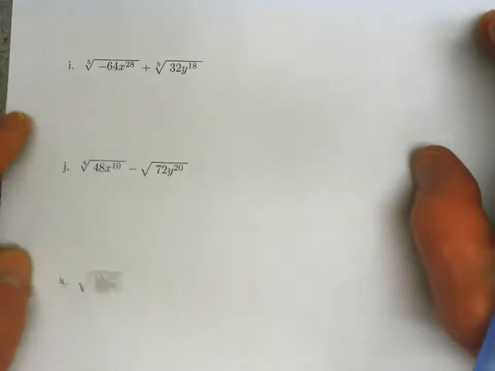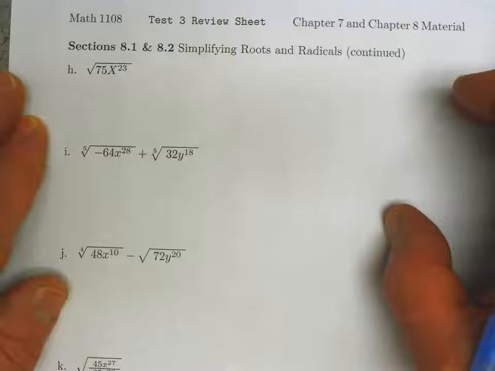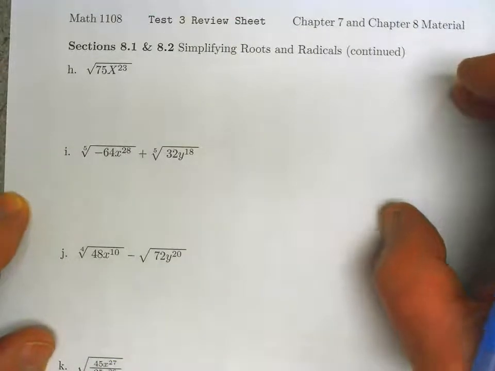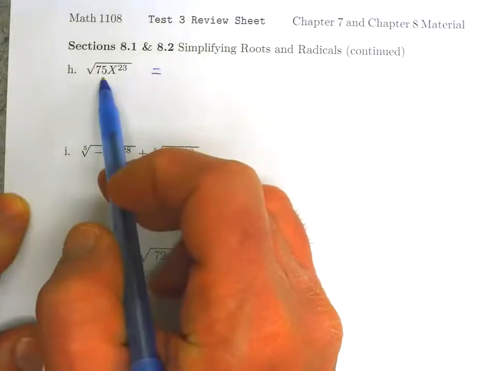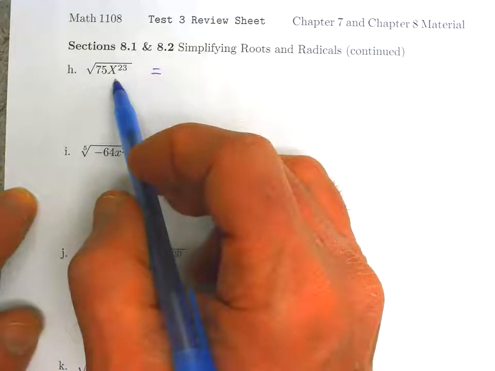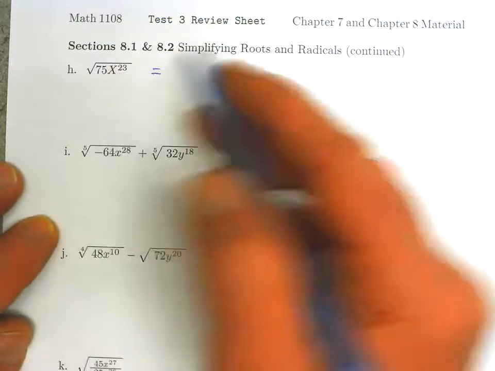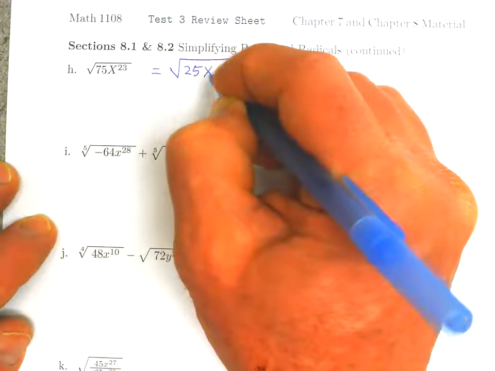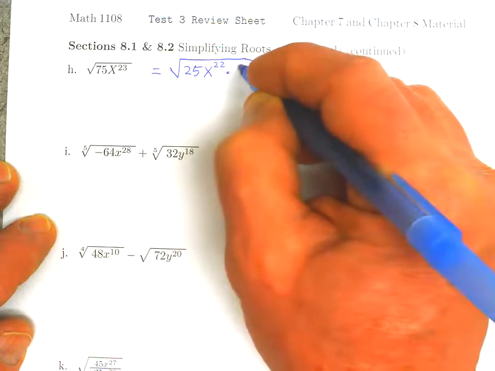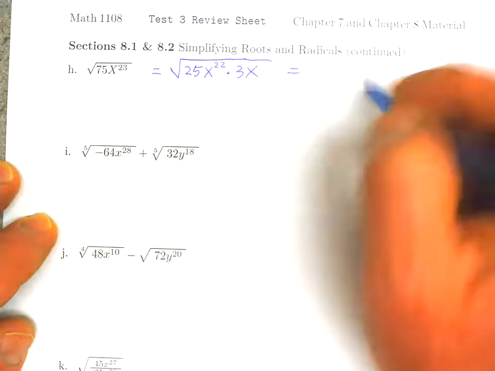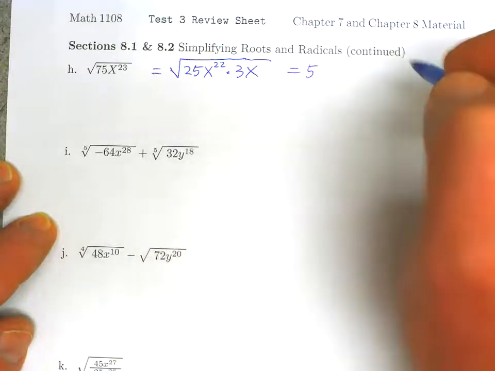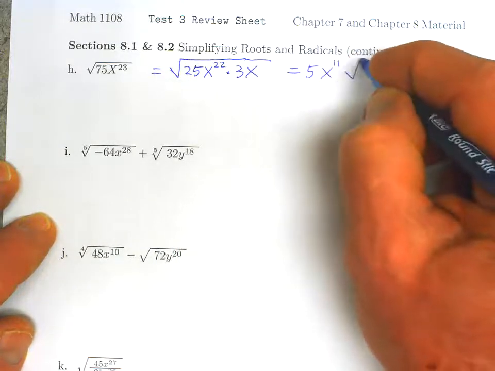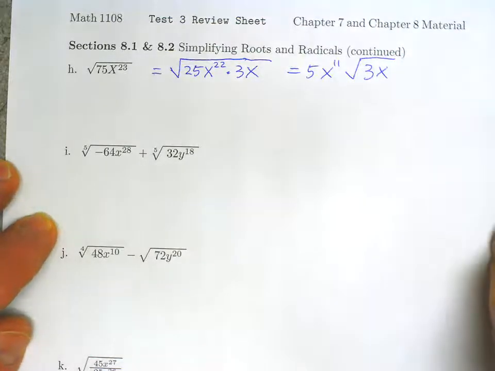Okay, a few more examples. So at the top, simplify the square root of 75x to the 23rd. The largest factor of 75 that's a perfect square is 25, and the largest factor of x to the 23rd that's a perfect square is x to the 22nd. So we can rewrite this as the square root of 25x to the 22nd multiplied by 3 times x. And then the square root of 25 is 5. The square root of x to the 22nd is x to the 11th, and then multiplied by the square root of 3x. That's the simplified result.